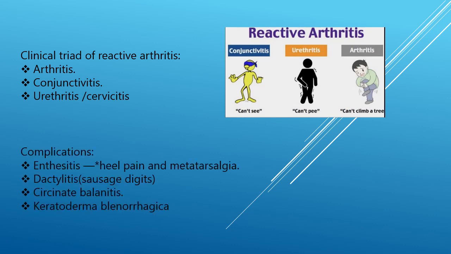The complications of reactive arthritis involve enthesitis, which can lead to heel pain and metatarsalgia, dactylitis, which can be presented as sausage digits, circinate balanitis, and keratoderma blennorrhagicum.